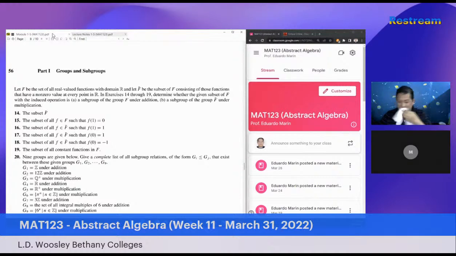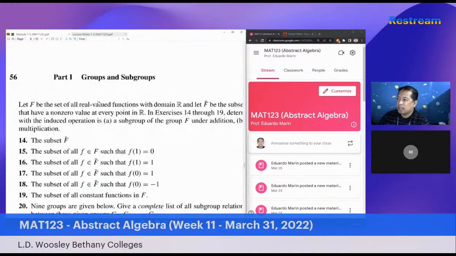So 14, so F tilde for set of real numbers. What can you say? Obviously, it's a no because it has non-zero values for F on every point of real numbers. So that's the definition. F tilde is a subset of F consisting of those functions that have non-zero value at every point of R. It could be both positive or negative. It's not equal to zero. Therefore, 14 is a no for addition, yes for multiplication.